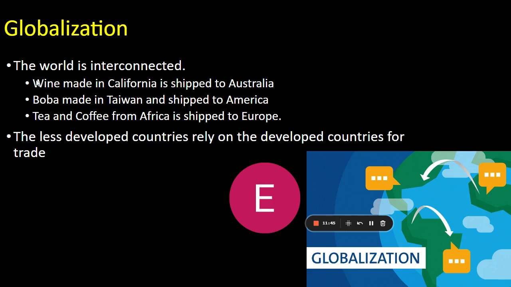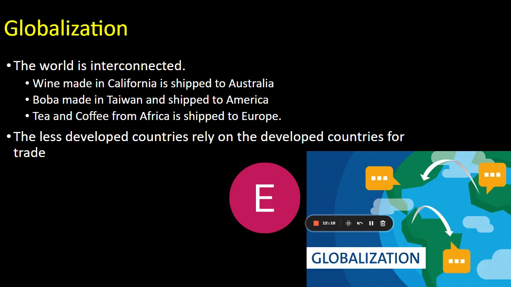Remember, the world is interconnected today. Forget that model we talked about. That was the 1800s. This is now. You can grow anything and you can ship it anywhere. We can make wine in California and ship it to Australia. I don't know why we would do that, because Australia can also grow its own wine. Boba tea, which I know some of y'all like, came from Taiwan, but it's shipped to America. Tea and coffee are grown in the tropics like Africa, and we ship that to Europe.